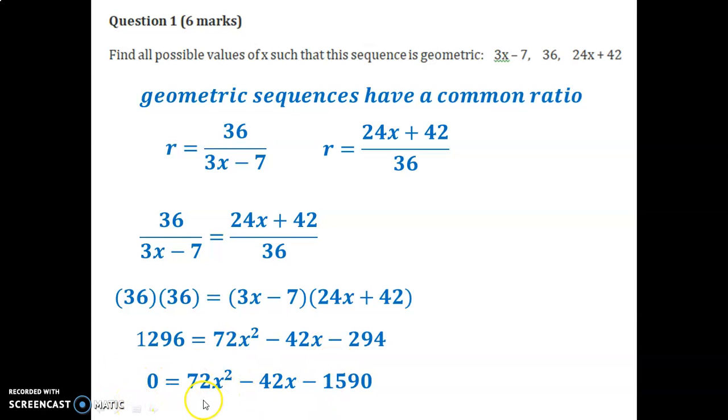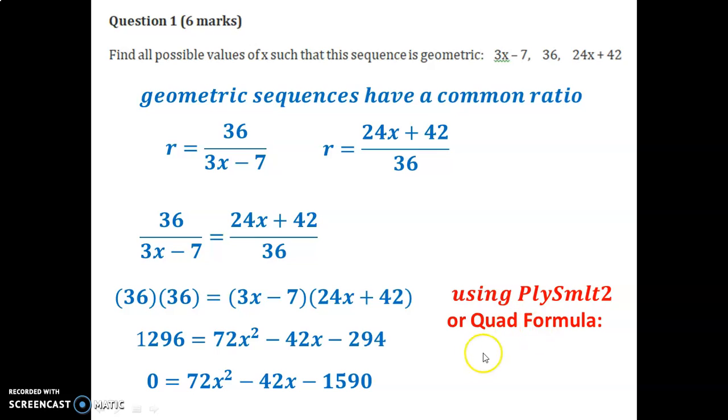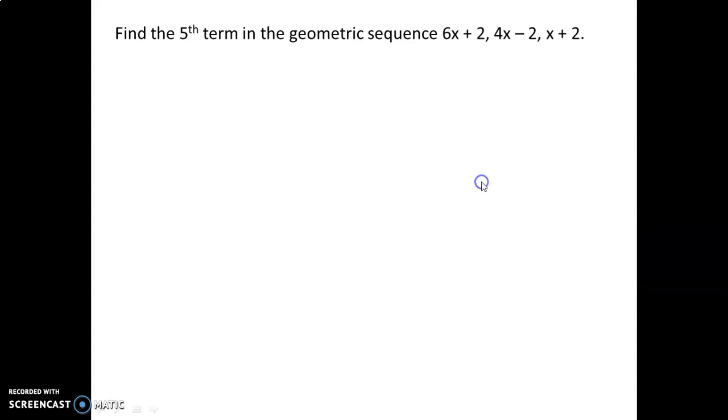That means we can solve it. We can solve for x. For that quadratic, you can use Polynomial Simulation number 2 on your calculator, or you can use the quadratic formula to get two solutions, 5 or negative 4.42. Both of those values substituted into x here will create a sequence that is geometric. You can check to confirm. Try one.